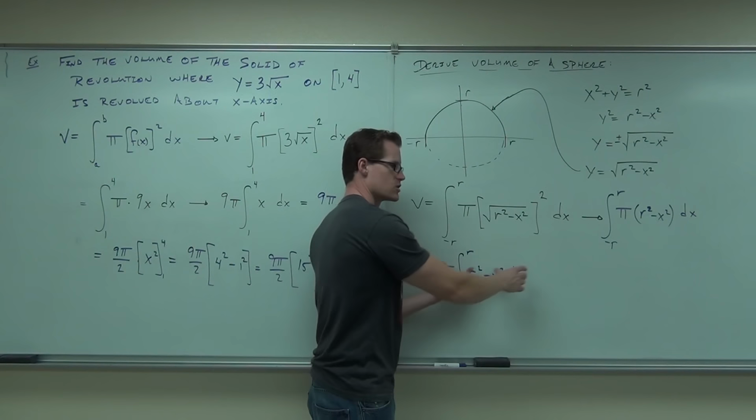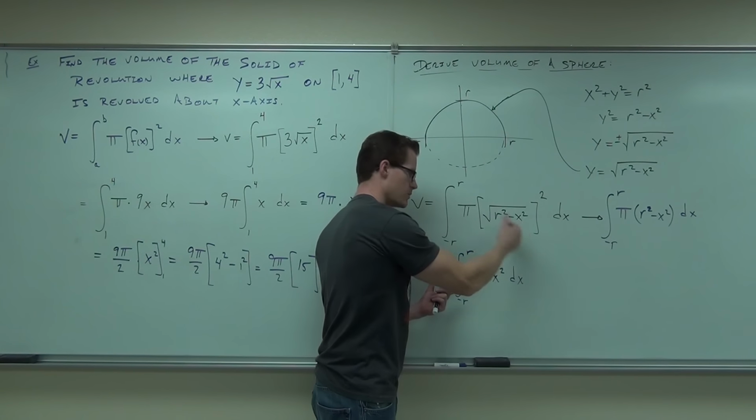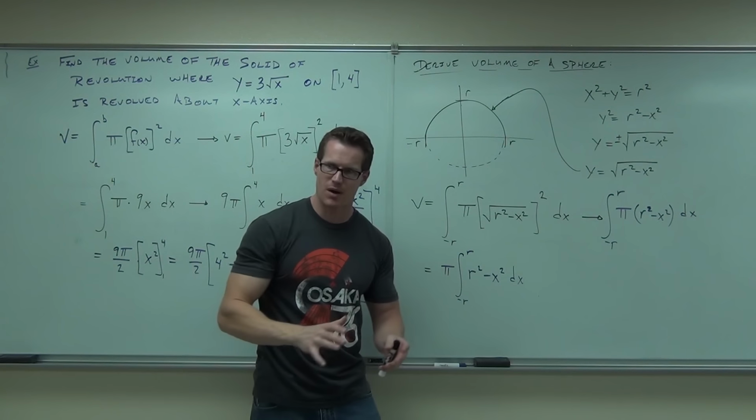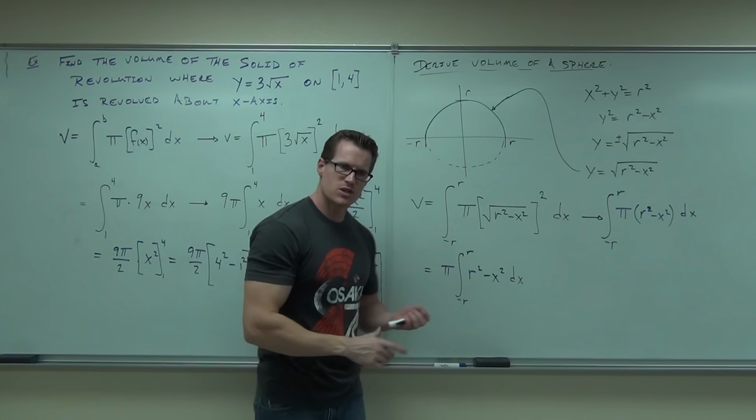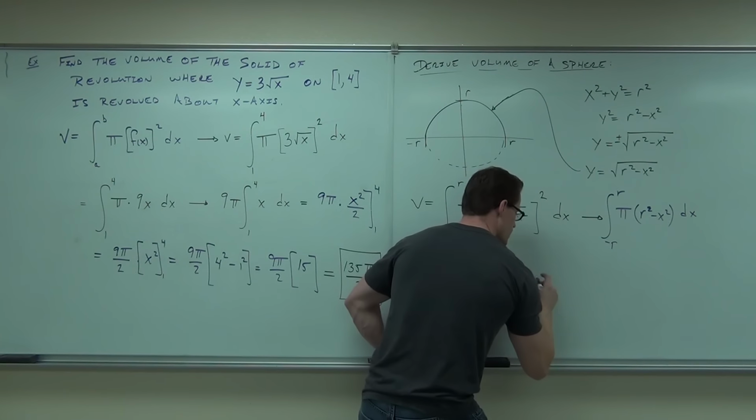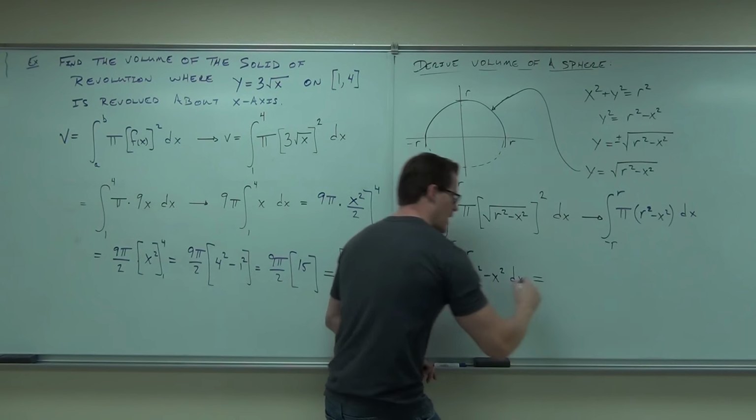You either separate this into two integrals, which you could do, and put a big old bracket around it because you're multiplying by pi. That's one way you could do it. Or you just consider it this way. And this is the way you guys led me down, so I'll do it this way. You have the pi.